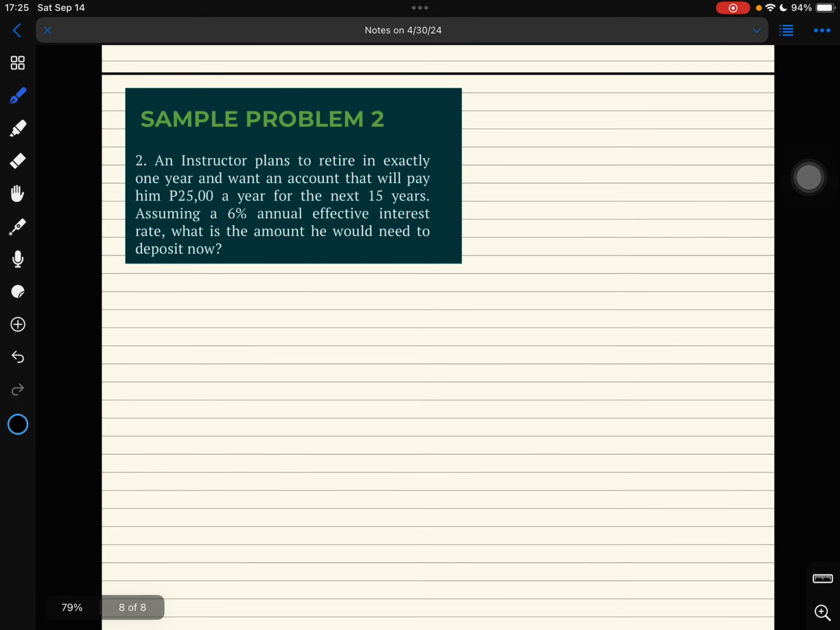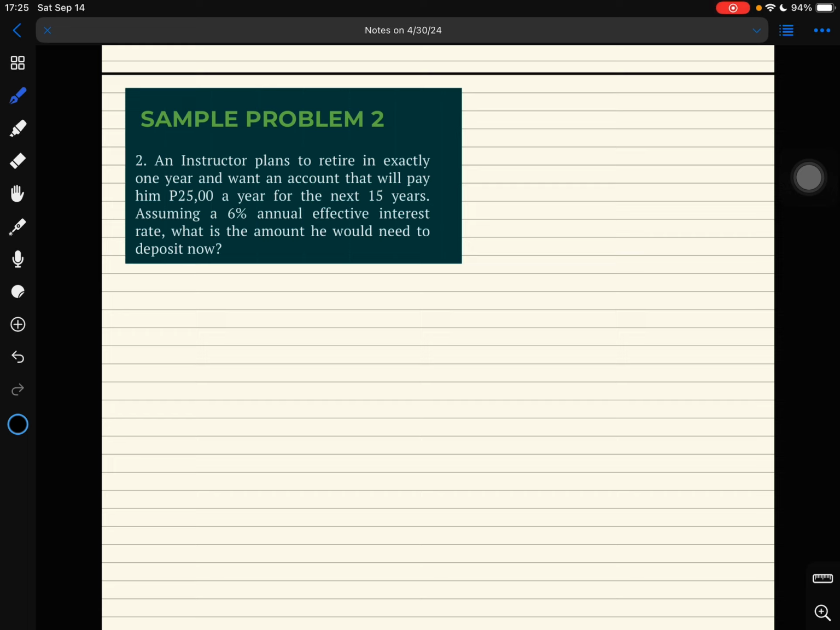An instructor plans to retire in exactly 1 year and wants an account that will pay him 25,000 a year for the next 15 years. Assuming a 6% annual interest rate, what is the amount he would need to deposit now? Okay? So, meron daw tayong instructor na gusto niyang makakuha ng 25,000 every year for the next 15 years. Magkano ngayon yung kailangan niyang i-deposit na mag-a-accumulate ng interest para makakuha siya ng 25,000 every year in 15 years?